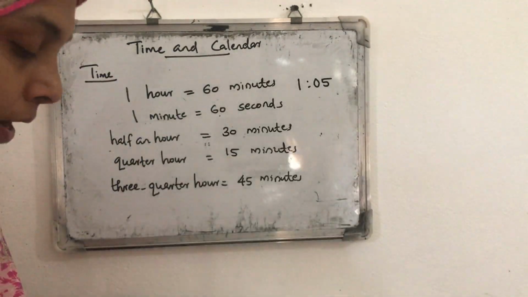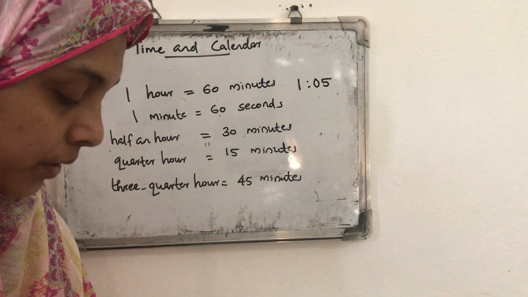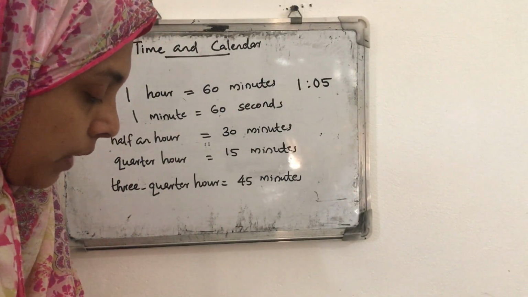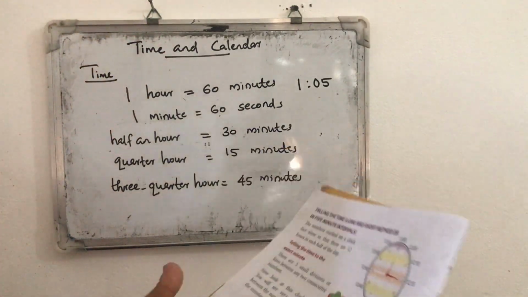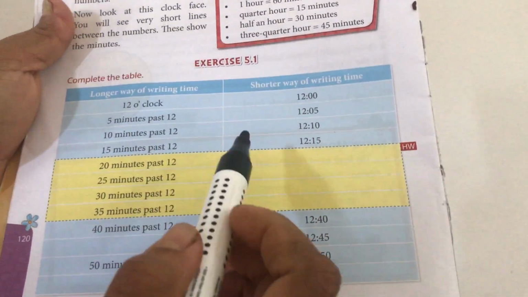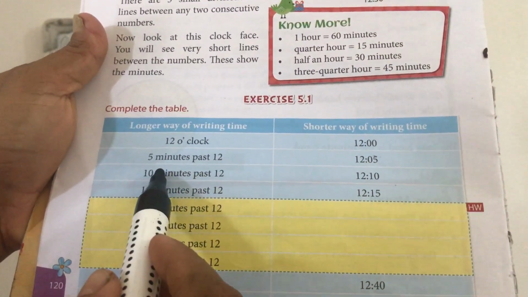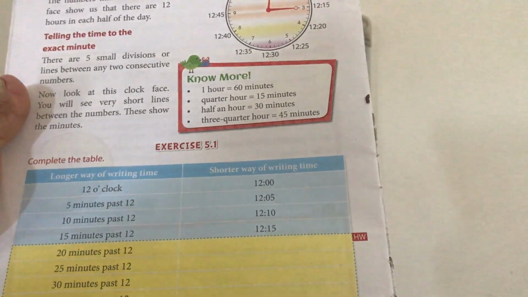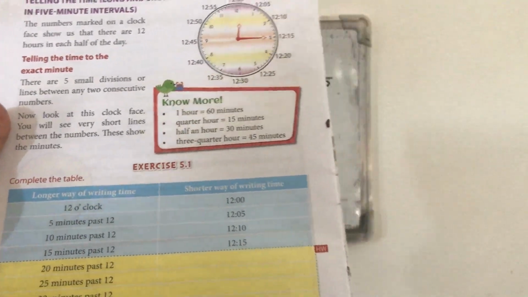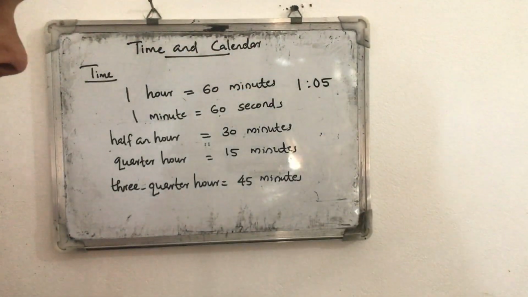Okay, now all of you understand how to read the time. Next, how we read the time, you look at this in the textbook. For 12 o'clock, we write 12, then 2 dots like this. 5 minutes past 12 means 12:05. How we read that time? 5 minutes past 12, 12:05.